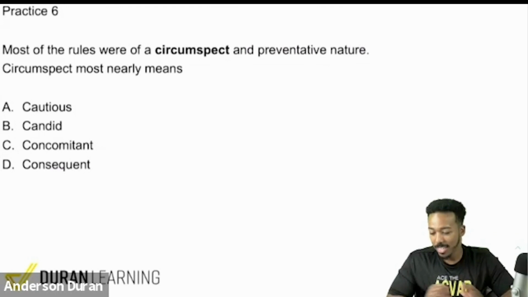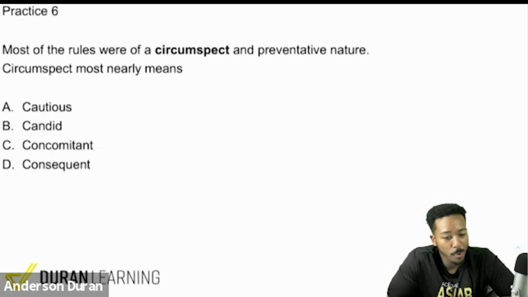So let's go ahead and check this out. Most of the rules were of a circumspect and preventative nature. So most of the rules were of a blank and preventative nature. So everybody, when you think of the grouping of rules and preventative nature, what does that make you think of?